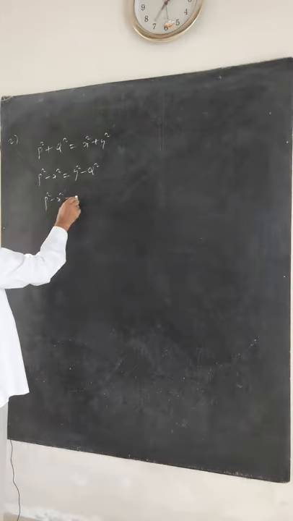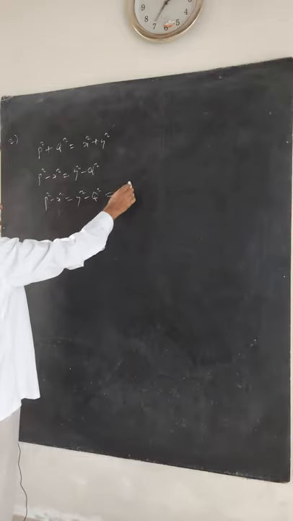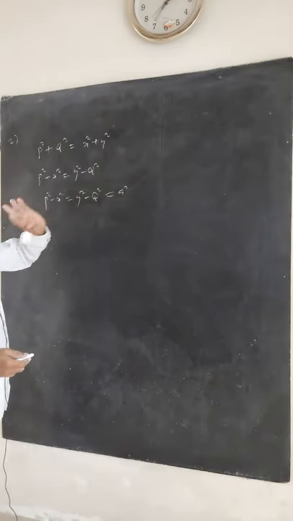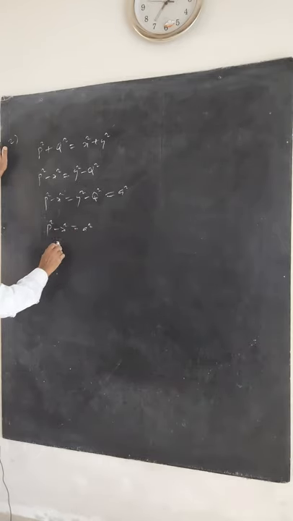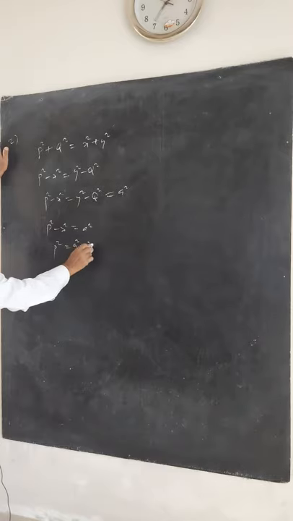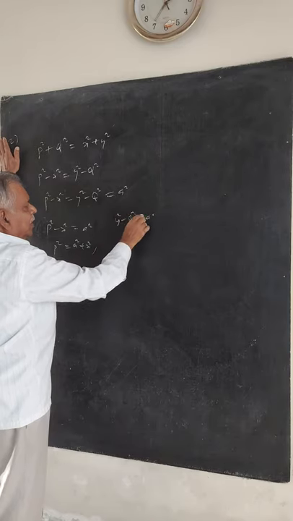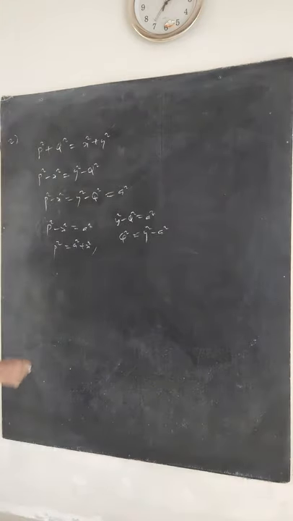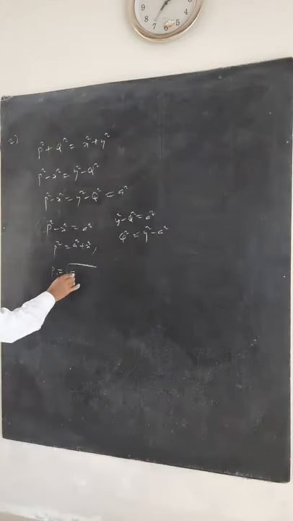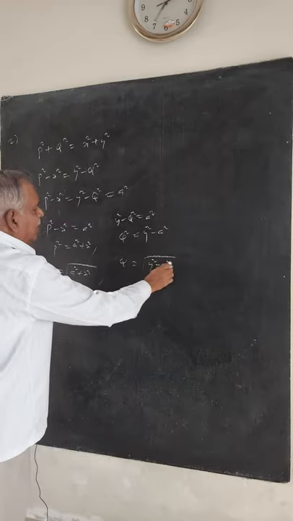X square minus P square plus Y square minus Q square equal to A square. All are square, therefore the constant is taken as A square. P square minus X square equal to A square. P square equal to A square plus X square. Similarly, Y square minus capital Q square equal to A square. Capital Q square equal to Y square minus A square. Capital P equal to root of A square plus X square. Capital Q equal to root of Y square minus A square.